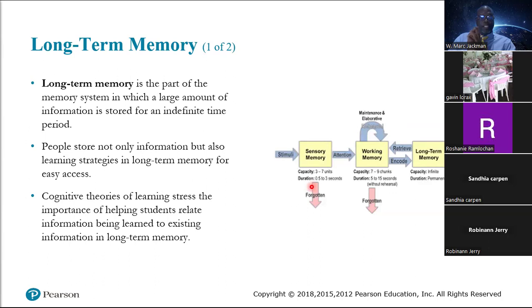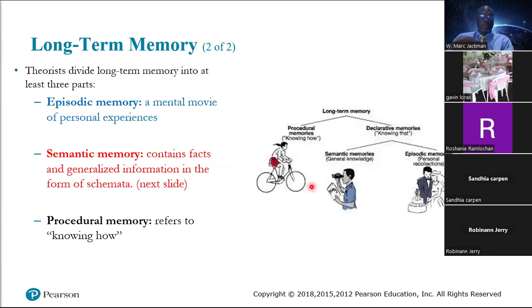Long-term memory is part of the memory system, and it has an infinite capacity, and information can be stored for an infinite time period. The storage is also for learning, and you can use learning strategies so that you can recall information for easy access. Cognitive strategies and learning strategy theories stress the importance of students being able to relate information being learned to existing information in long-term memory. So it's a process called elaboration, where you try to help students to link what they are learning to what they already know, what is already established in their long-term memory.